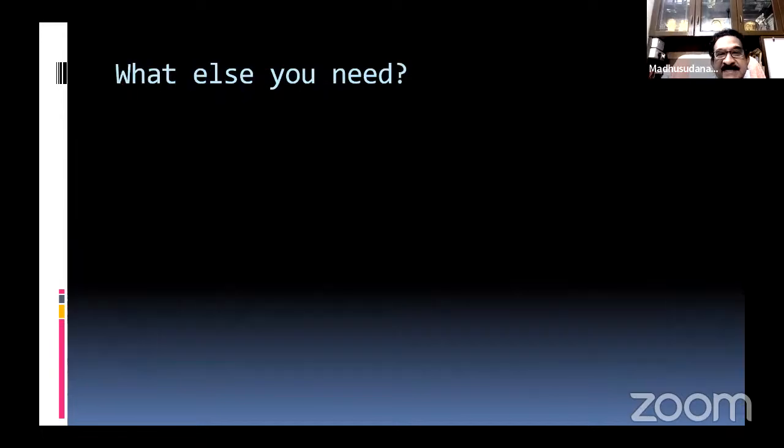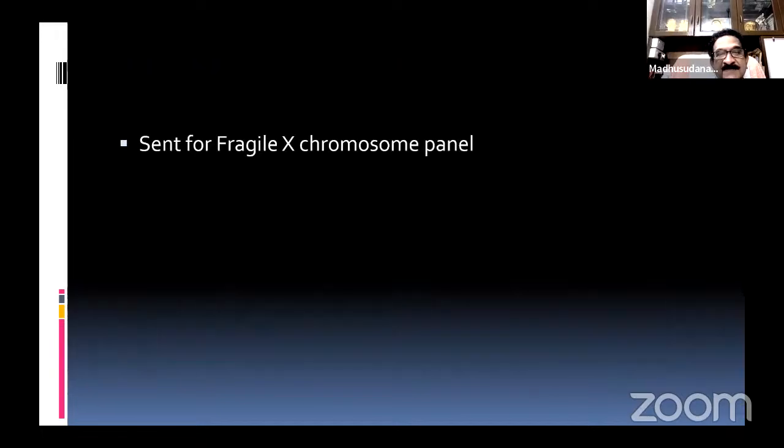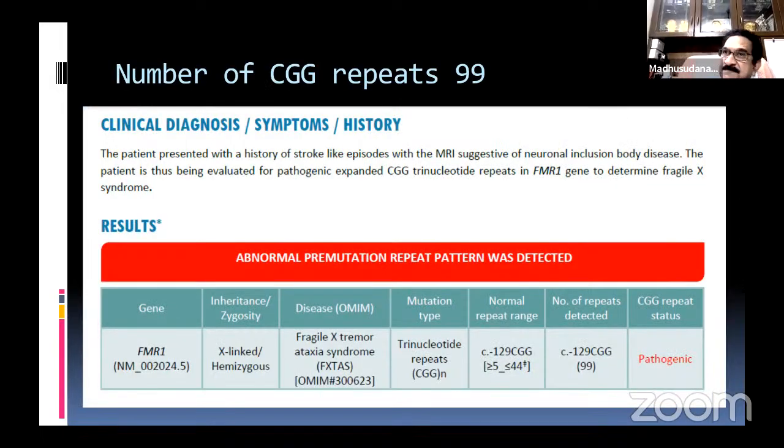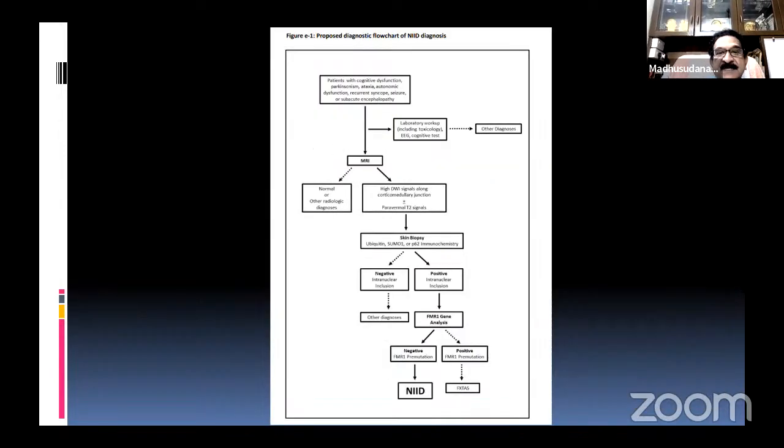So a genetic test was done. The Fragile X chromosome panel was done, and that is positive. It is not Fragile X disease as such, but it is akin, because there is a tremendous overlap in the imaging parameters of Fragile X with NIAD. This is the chart showing that.